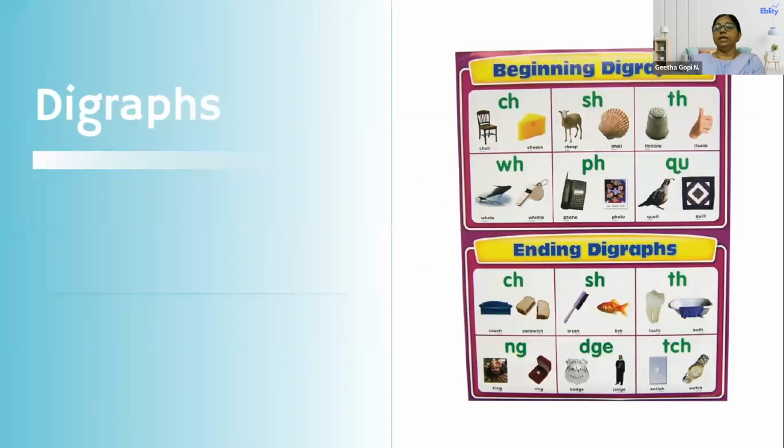Digraphs can appear at the beginning of a word, as in shoe, the sh is coming at the beginning of the word. Chair, ch is coming at the beginning of a word. Photo, ph, the f sound is coming at the beginning of the word. You can also have ending digraphs, such as sandwich, the ch is coming at the end of the word. Fish, sh is coming at the end of the word. So similarly, there can be beginning digraphs and ending digraphs. And again, teaching all these in a targeted way is what matters.